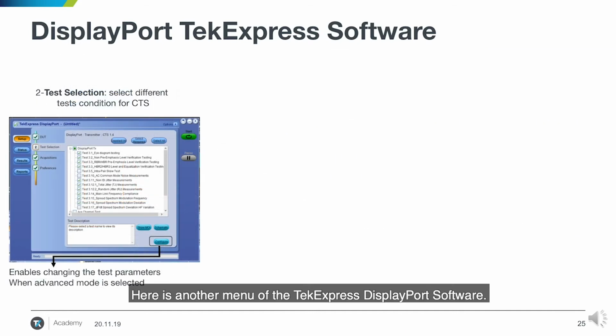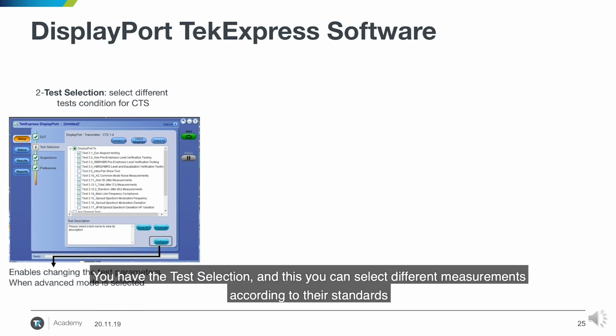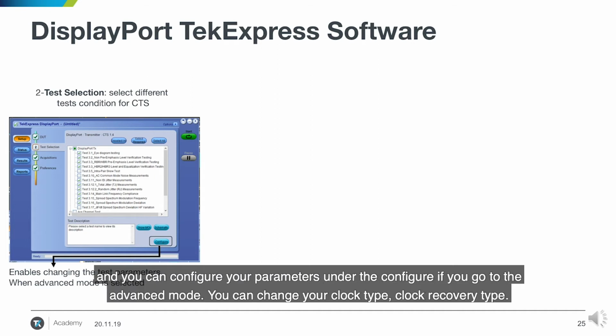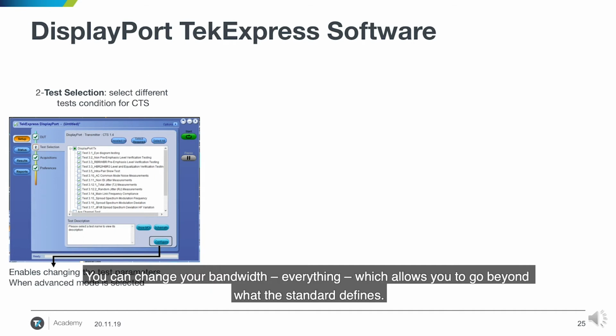Here is another menu of the DisplayPort Tek Express software. You have the test selection. Under the test selection, you can select different measurements you wish according to the standards, and you can configure your parameters under the configure. If you go to the advanced mode, you can change your clock type, clock recovery type, you can change your bandwidth, everything, which allows you to go beyond what a standard defines.